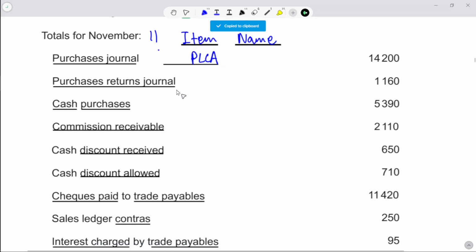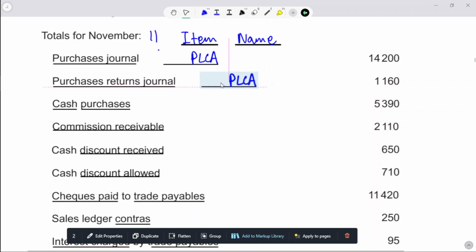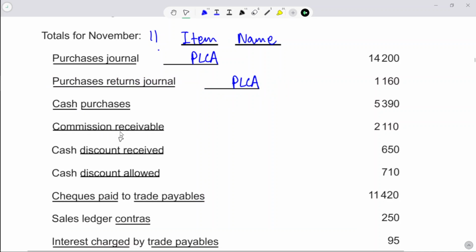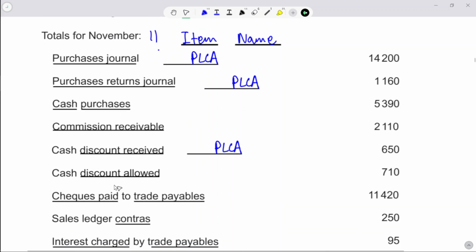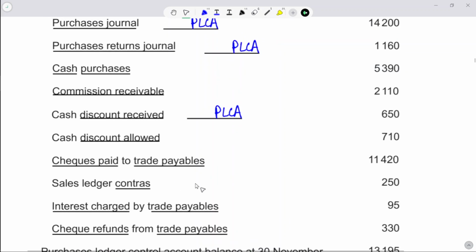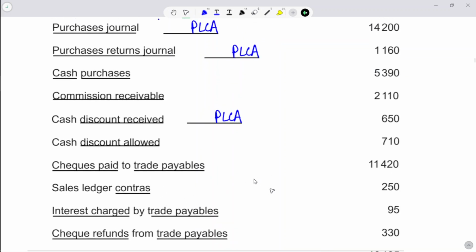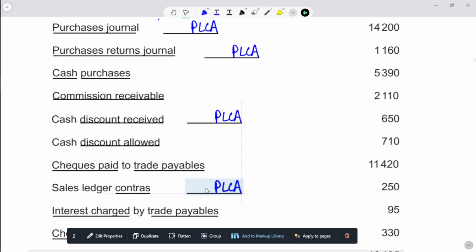This also same, one line only. So the missing line will also be PLCA. Okay? This one line only. Okay. Sometimes you need to be careful. Just put here PLCA. Yeah, sometimes it tries to trick you, so you need to be careful. This one I also put PLCA.